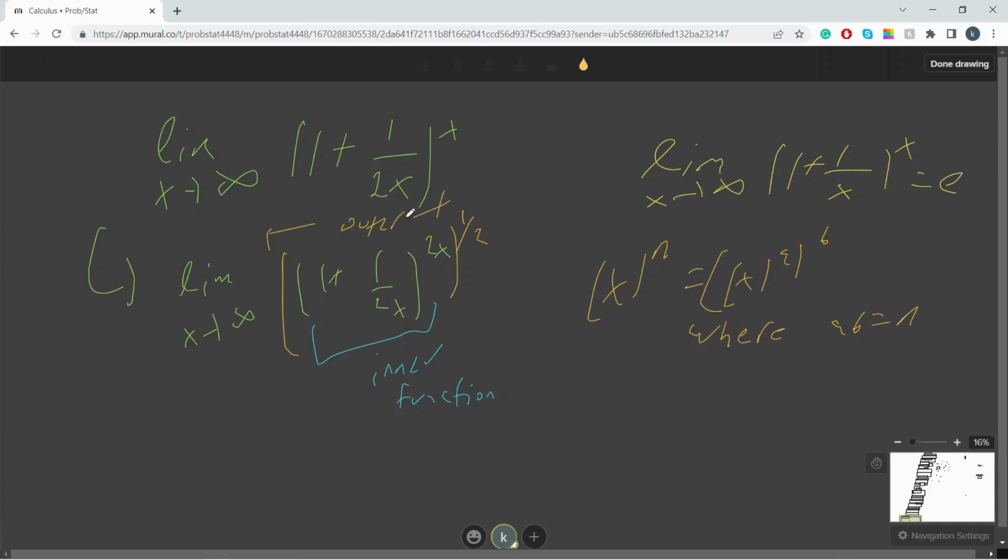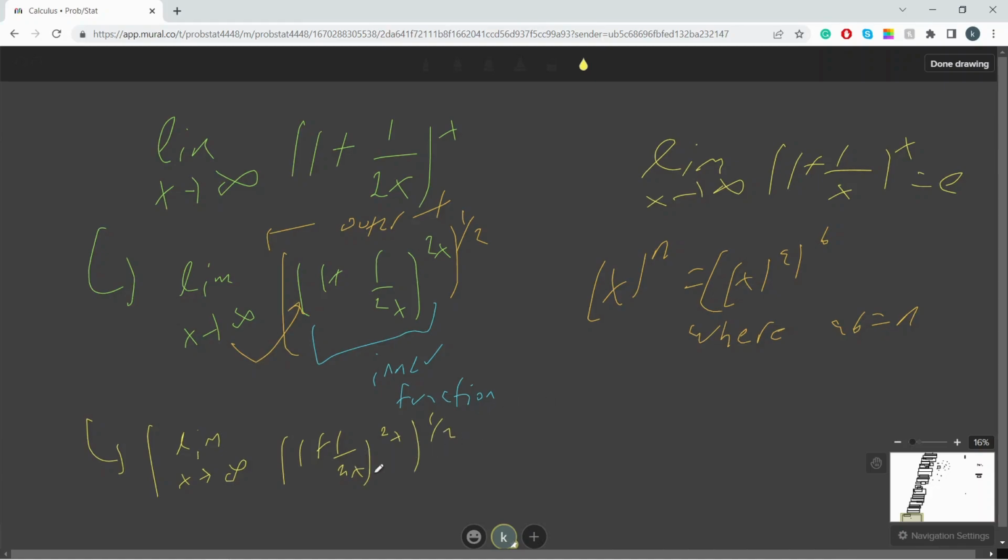Because we have a composition of functions, we can bring the limit inside, and it'll make our problem a lot easier. So how are we going to do that? Well, this limit is going to be equal to the limit as x approaches infinity of (1 plus 1 over 2x) raised to the 2x, all raised to the 1/2.